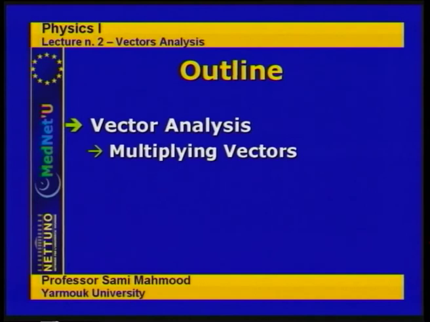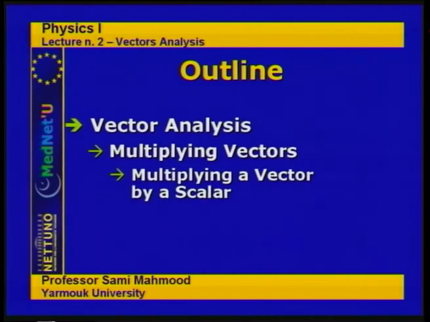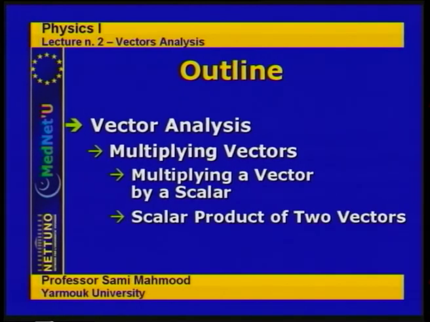And then we will move to discuss the multiplication of vectors, and under this umbrella we will discuss how we multiply a vector by a scalar quantity, a non-vector quantity that is. We will discuss the so-called scalar product or the dot product of two vectors. We will finally discuss the vector product or the cross product of two vectors.